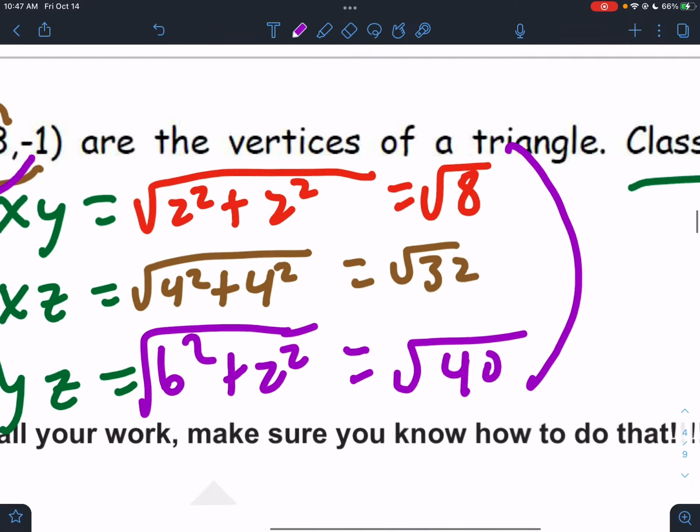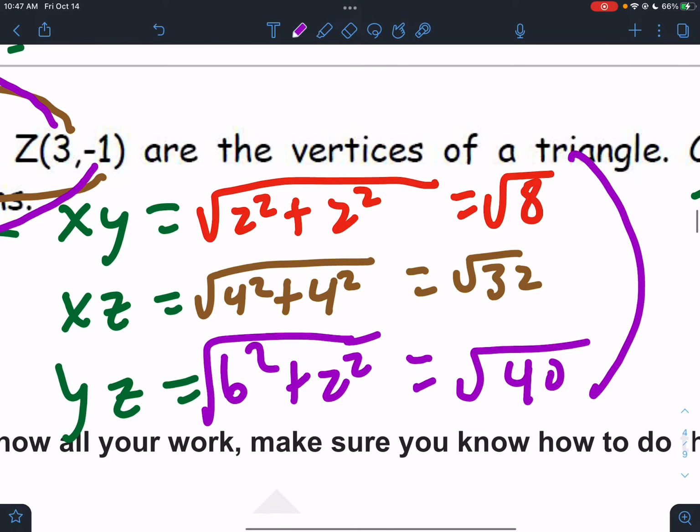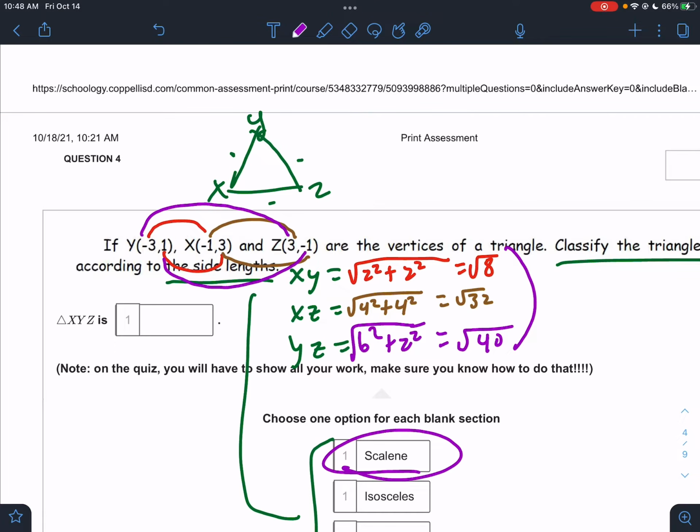If you don't have all this work on the quiz, I'm counting it wrong. I need to see all the distances you're doing. I'm telling you, same question, different numbers. You need to be able to do this. So there's no doubt about this question.